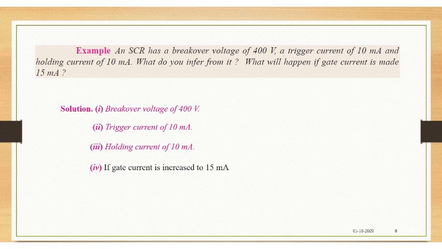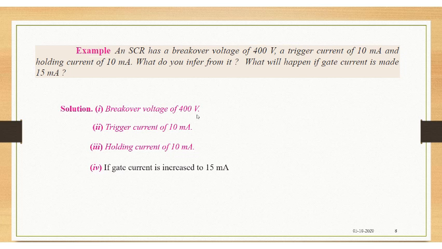The question is, there is an SCR. Its breakover voltage is given as 400 volts, the triggering current is 10 milliamps, and the holding current is 10 milliamps. What do you understand with these? As I mentioned, all these specifications will be given by the manufacturer. For a particular SCR, the breakover voltage is 400, the trigger current is specified and its holding current is also specified. What do you understand with this? Okay, let me give the answer.